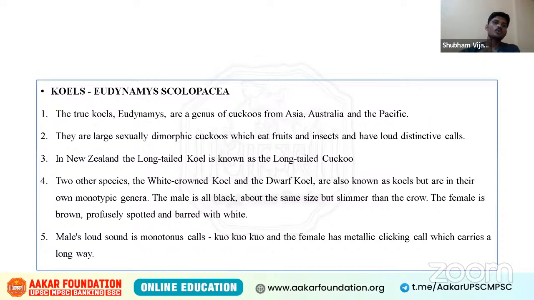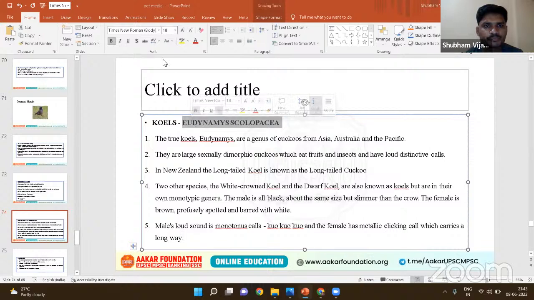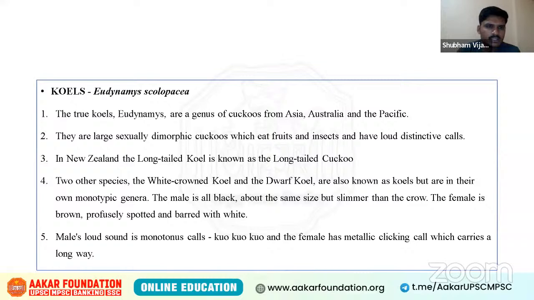Then the next one is quail. Okay. Quail, and its scientific name here is, it's a little bit difficult to pronounce. Its scientific name is Eudynamys honorata. Okay. Actually, they are a genus of cuckoos from Asia, Australia, and the Pacific. They are large, sexually dimorphic cuckoos which eat fruits. They can also eat insects.